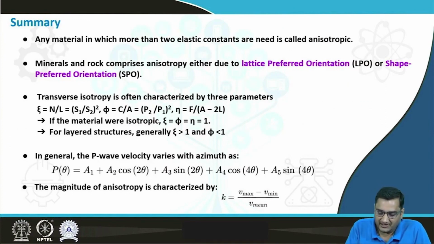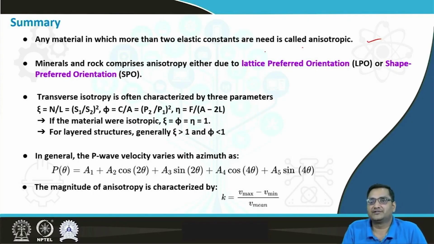As far as the summary for today's lecture is concerned, it goes like this. Any material in which more than two elastic constants are needed is called anisotropic. Minerals and rocks exhibit anisotropy either due to lattice preferred orientation or shape preferred orientation. In short, they are known as LPO and SPO.